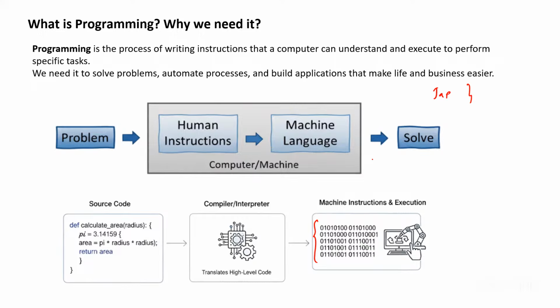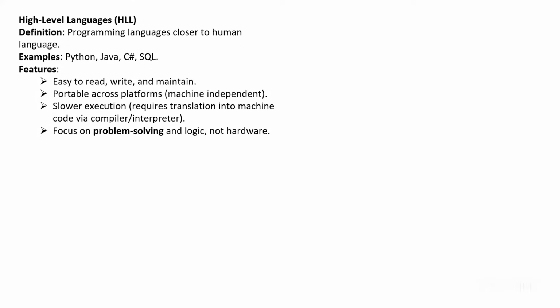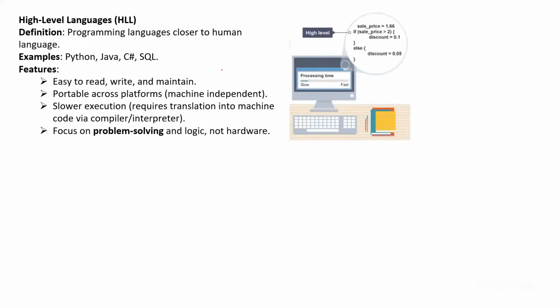Now that's the reason we require programming, because machines cannot understand whatever a human is trying to communicate with them. Fine. Now, in programming we have different types of languages. The very first is high level language. High level languages are the languages which are close to human language. For example, if I write this code, I'm saying sales price is equal to 1.66.